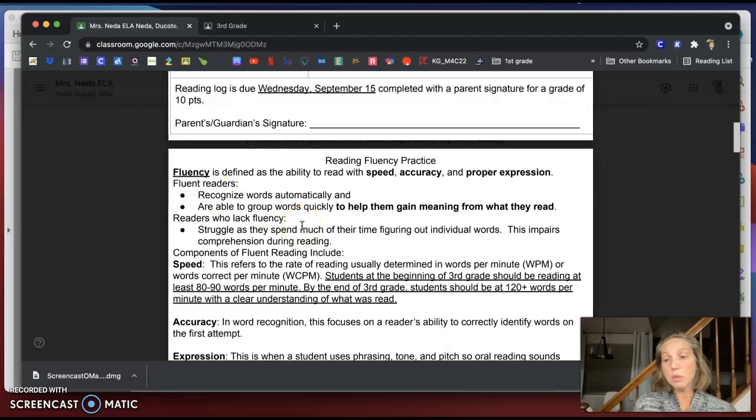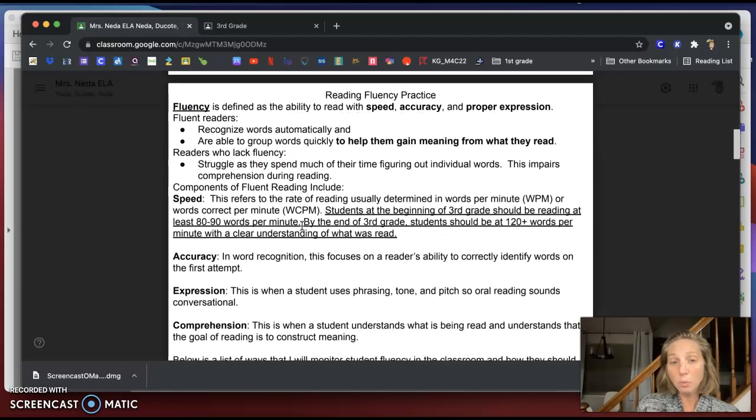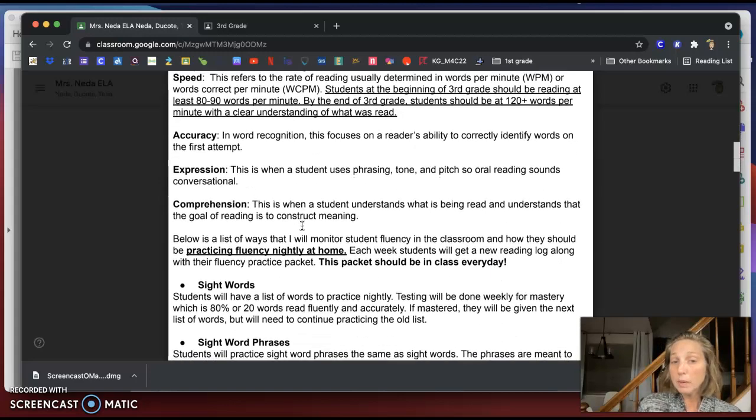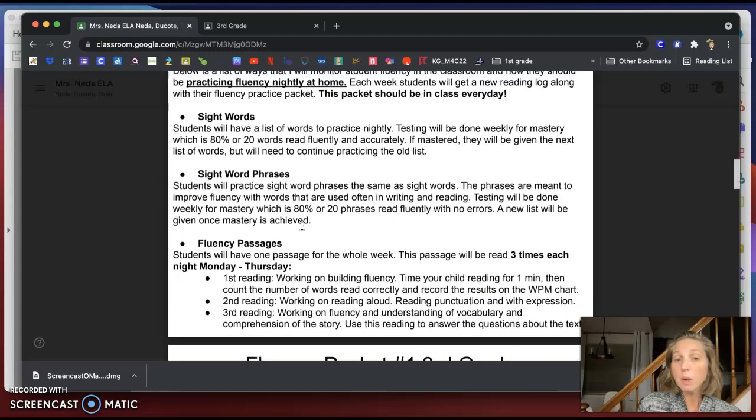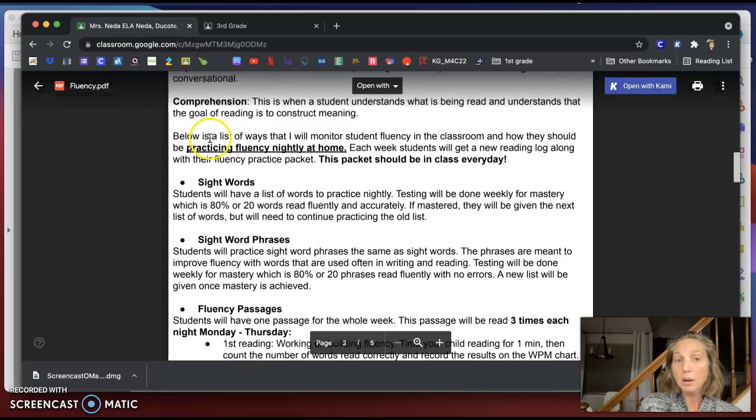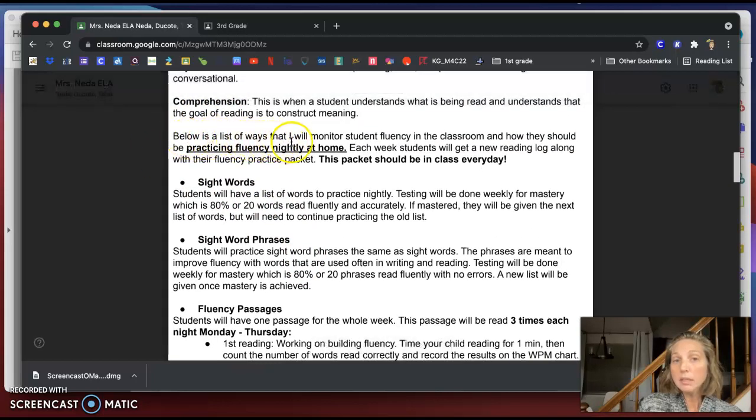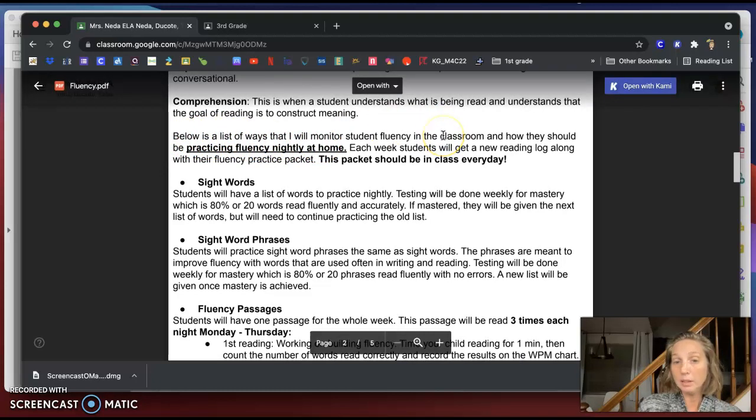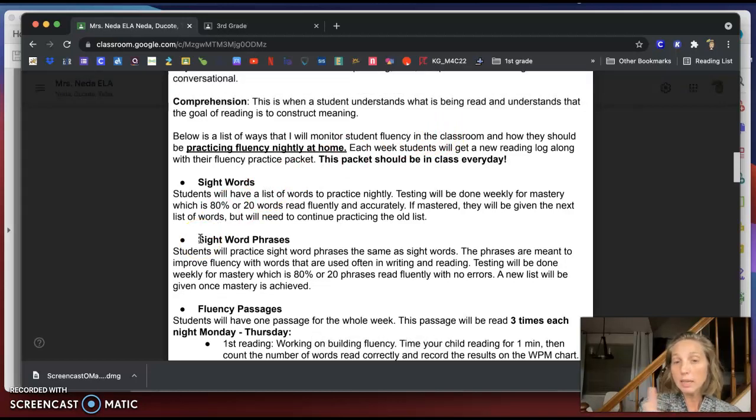You want to make sure that mom, dad, grandma, aunt, and uncle, whoever is helping you with homework, goes over and reads all of this to you. Right here at the bottom, below is a list of ways that I'm going to work with you on student fluency in the classroom. And it's using this same packet. So you'll take this home, but you need to bring it back.